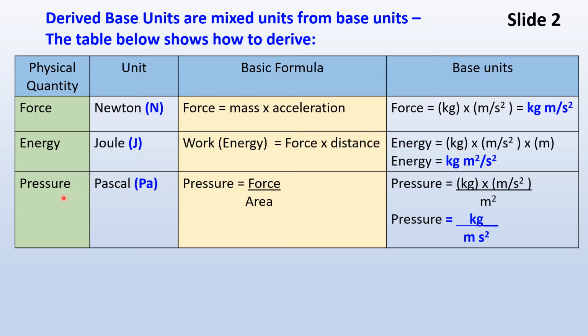Now for pressure, the basic formula for pressure is force over area. Again, the base units for force is kilograms times meters per second square over the unit for area, which is square meter. So combining all the base units here, we can cancel 1 meter, and then we have just the meter on the denominator. So kilograms over meters times second square.